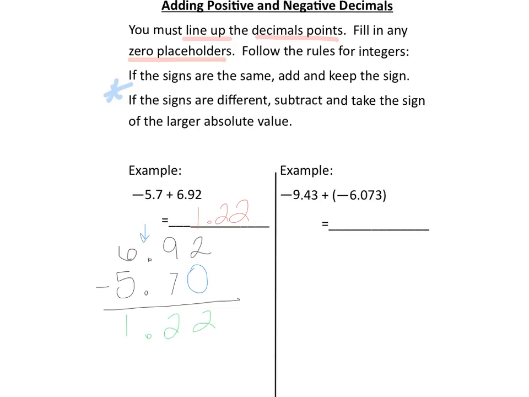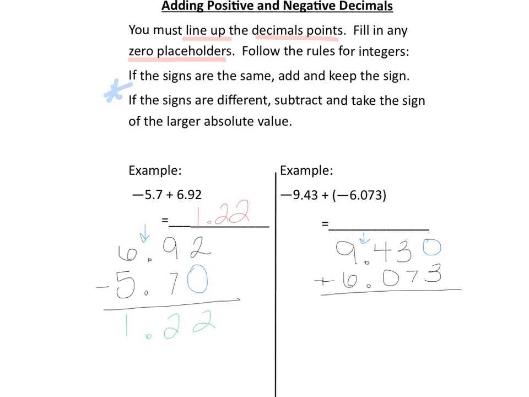Take a look at the second example. Negative 9.43 plus negative 6.073. First thing we notice is we have the same signs. This means we're going to add. So we add 9.43 and 6.073. Signs are the same, so we know we can go through and add. Notice that I have lined up my decimal points, and then we know we're going to need a 0 placeholder above the 3 in the bottom, so that way we have 4 digits in both the top and the bottom.